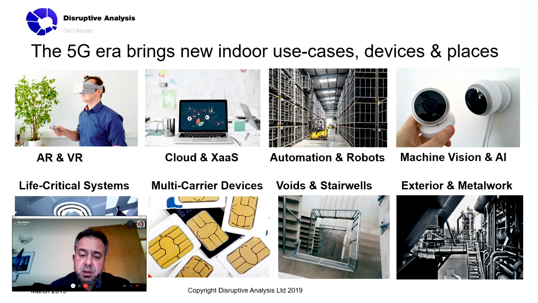Voids and stairwells. Because 5G will be connecting things as well as people, the locations for coverage are going to be essentially the whole of the building on a three-dimensional basis, including perhaps locations in the ceiling voids, or stairwells, fire escapes that perhaps are less well covered today.